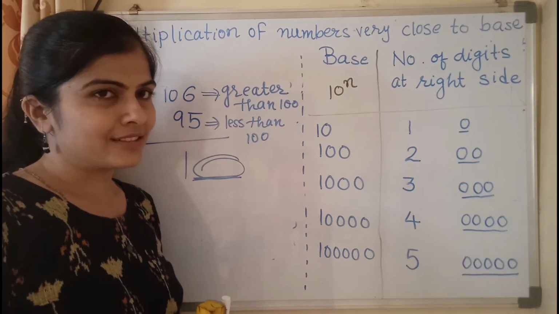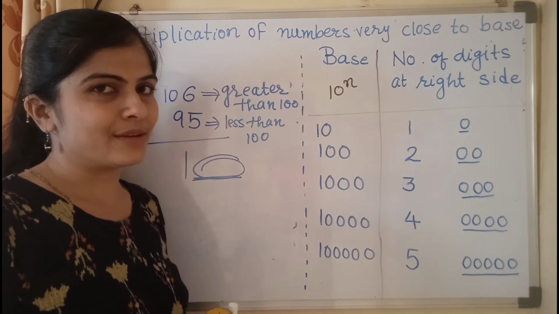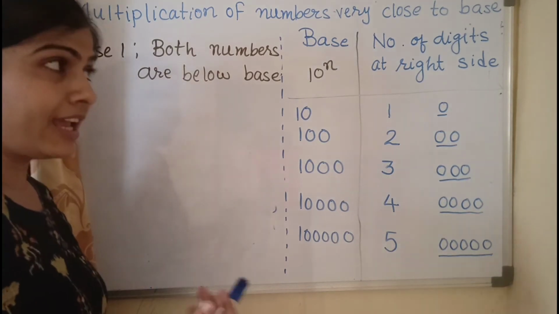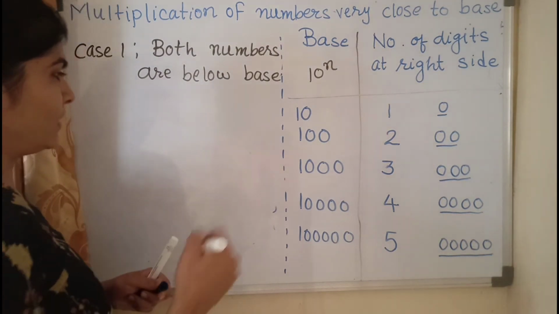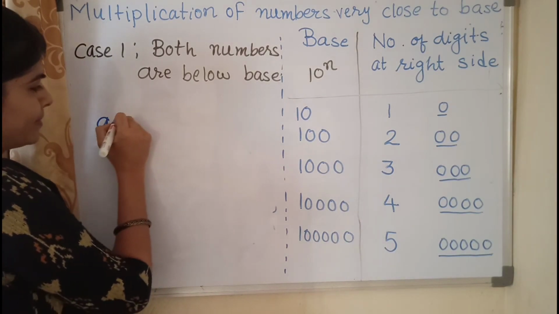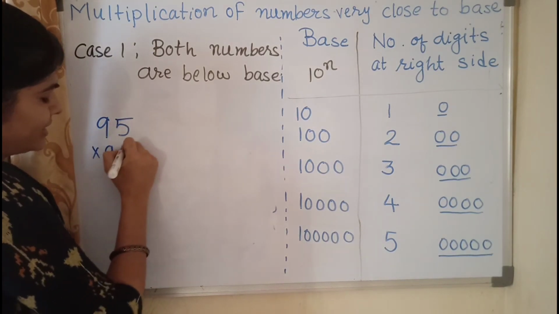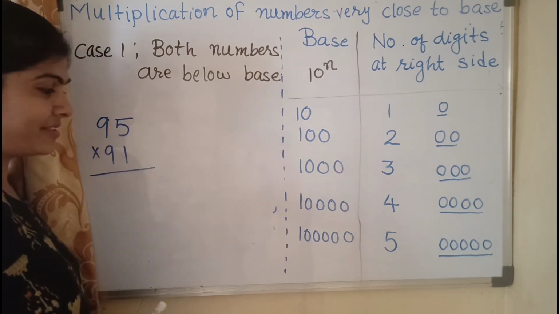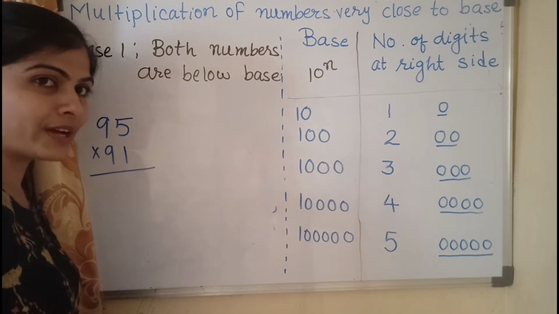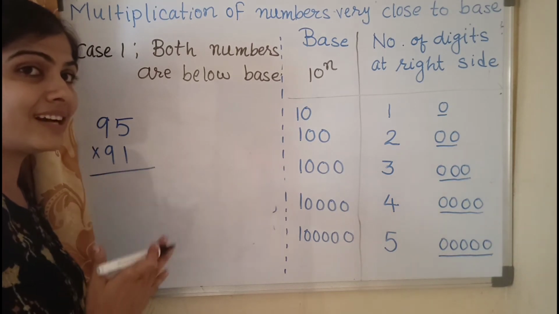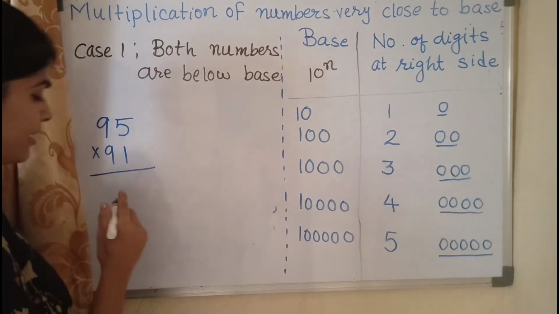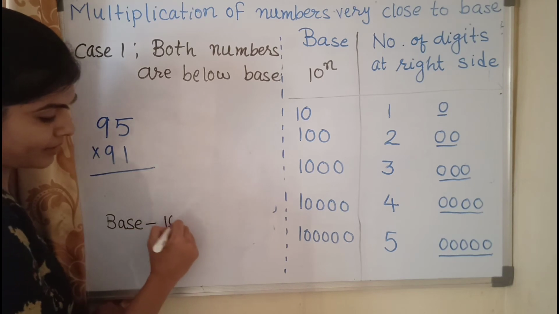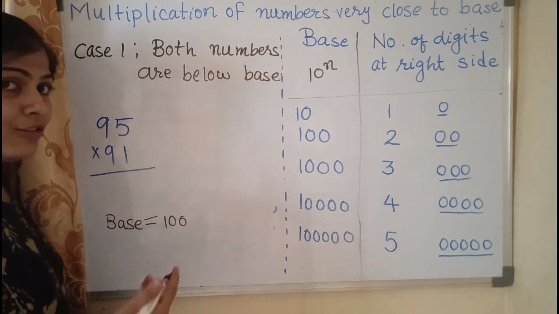So let's continue and look at case number 1. Case number 1 is when both the numbers are below the base. Let's consider an example: 95 times 91. You can see that 91 is closer to 100 as well as 95 is also closer to 100. But both are less than 100, which means both are below the base, right? So the first thing I can decide is that my base is 100. Now, what is the next step?